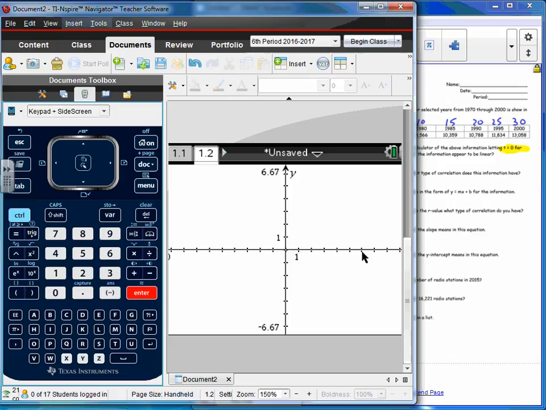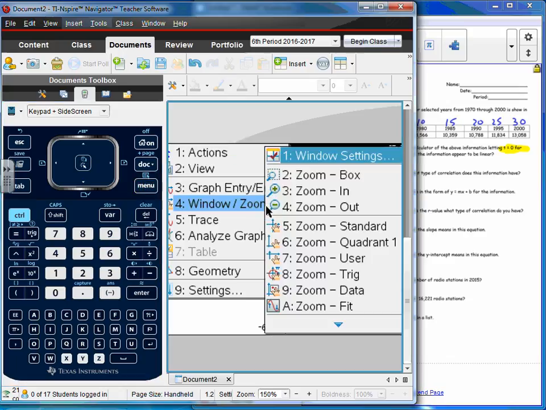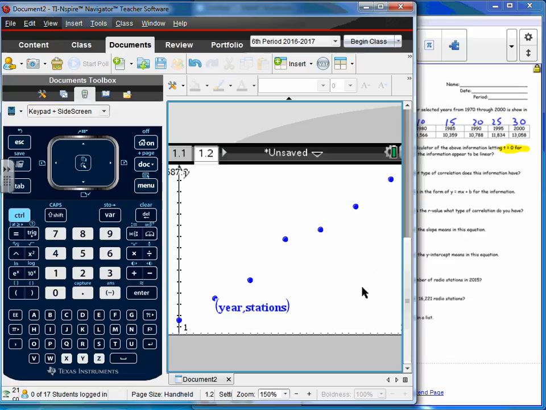Okay? So hit enter. I can't see it. It doesn't look like it did anything, Mrs. Yoder. It did something. I can't see it. So how do I see it? Menu, window zoom, zoom data. Not zoom fit, zoom data. It is close to the same thing, but if I have my equation on there, it's going to fit my equation and not my data.